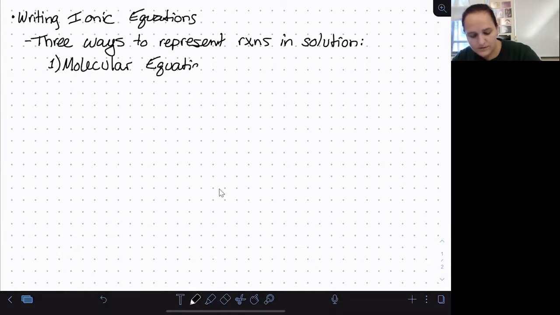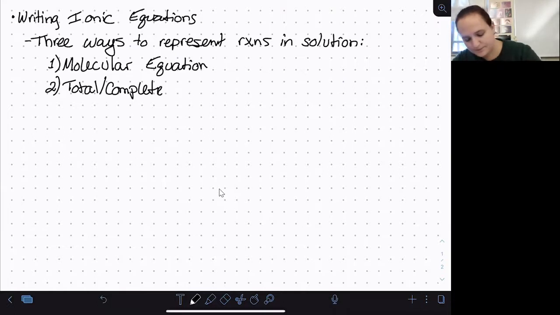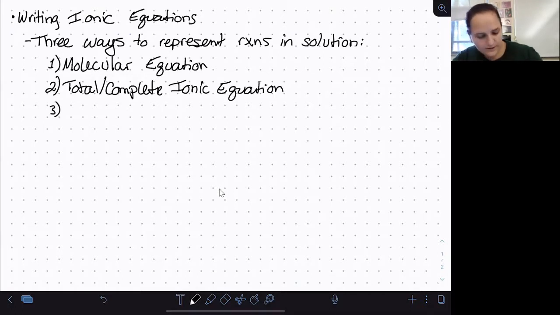The good news is that this one you already know how to do, because this is kind of our normal chemical reaction that you're already used to writing. So the molecular equation is just kind of a new word for something you already do. The second one is known as either the total ionic or complete ionic equation. And last but certainly not least is the net ionic equation.